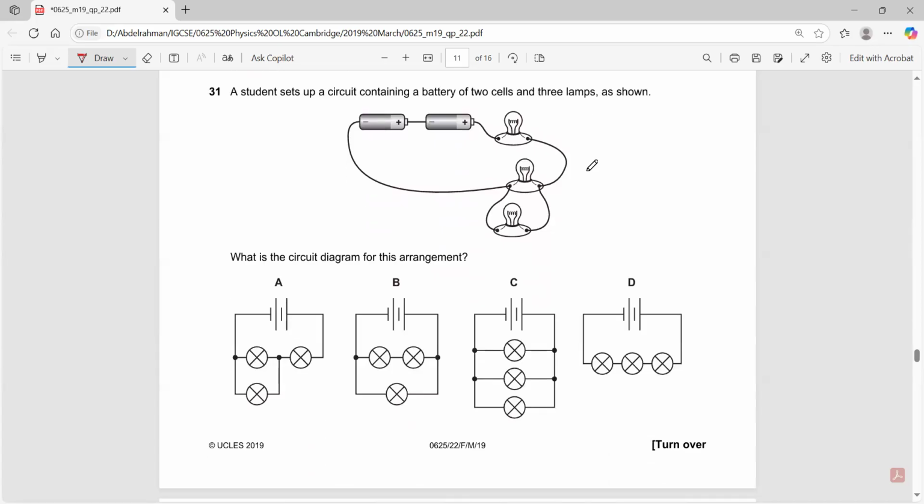What is the circuit diagram for this arrangement? So you have the battery, and then you have one lamp on its own and two lamps in parallel. One lamp on its own, then two lamps in parallel. So it is A.